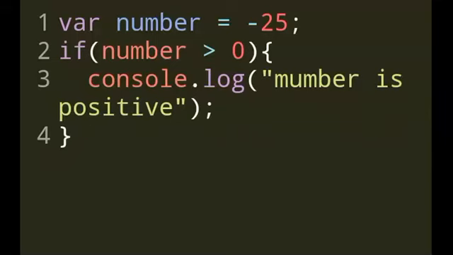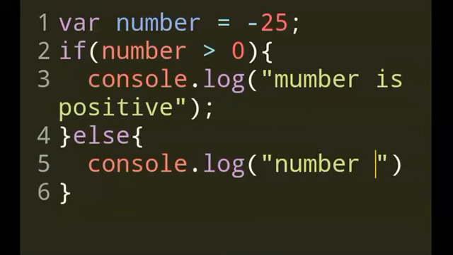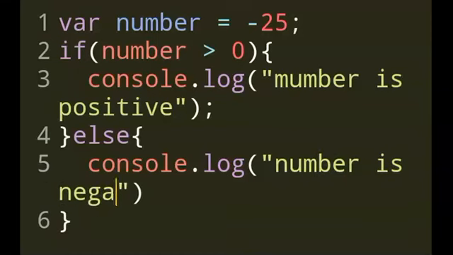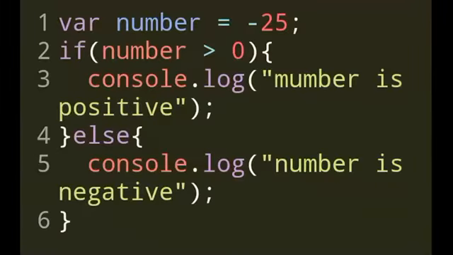Else. So this is where the else comes and then followed by the curly brackets again. Can print out console.log, number is obviously negative. Yeah, so let's check it out. Number is negative. Why? Because the number which is provided here is minus 25 and it's less than 0, so it is negative. So this is how we were able to make the statement using if-else.